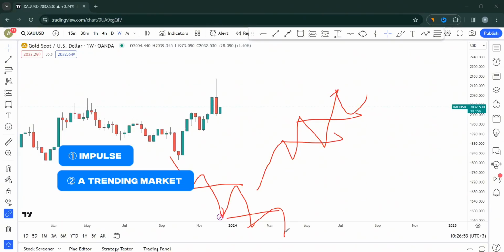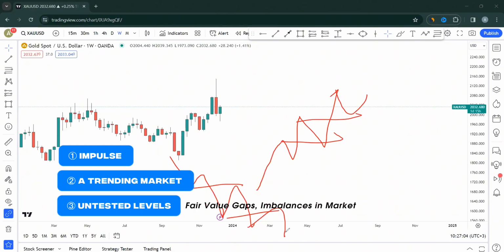And then the third one is untested levels. Now, untested levels include a lot of things that people have given different names. One of them, you can call them fair value gaps. Some people look at them as imbalances in the market. There are very many names.